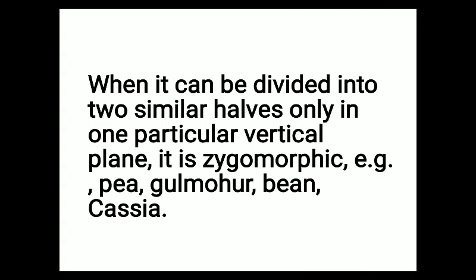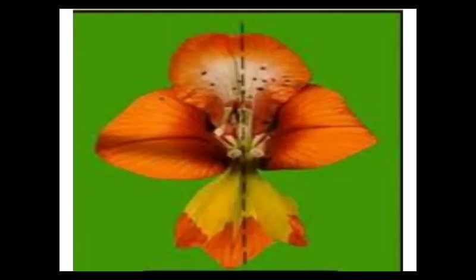Now, on the other hand, the second type of flower is the zygomorphic flower. When it can be divided into two similar halves only in one particular vertical plane, it is zygomorphic. Example: pea, gulmohar, bean, cassia. So in a zygomorphic flower, there is only one single plane, and if we cut this flower through that particular plane, then the flower will be divided into two equal halves. Such a flower is known as a zygomorphic flower.